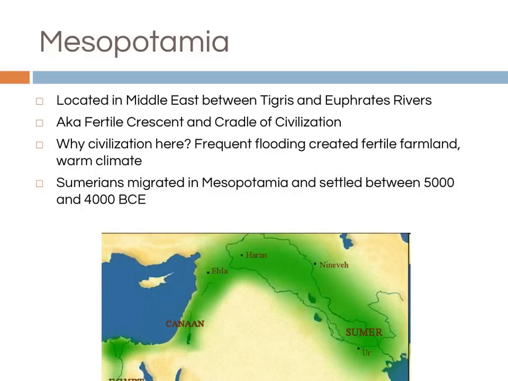So why did civilization start here? Well, these 2 rivers, the Tigris and Euphrates, frequently flooded. And as the rivers flooded, they left behind silt, or little particles that had a lot of nutrients that fertilized the soil. And so this became a good place for farming. It also had a relatively warm climate. The Sumerians are the first people to settle in Mesopotamia. They migrated there and settled between 5000 and 4000 BCE.